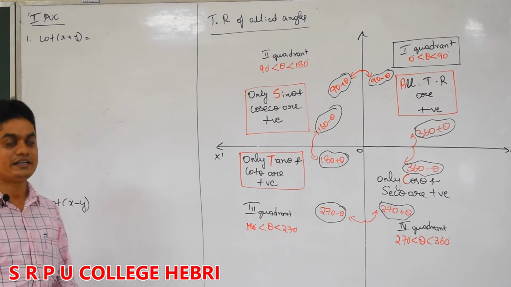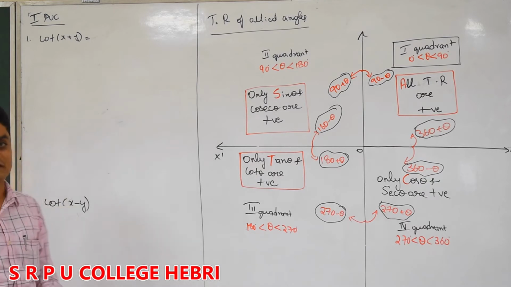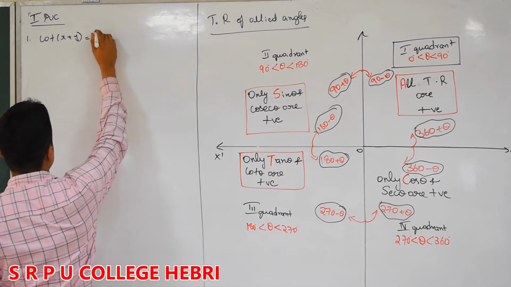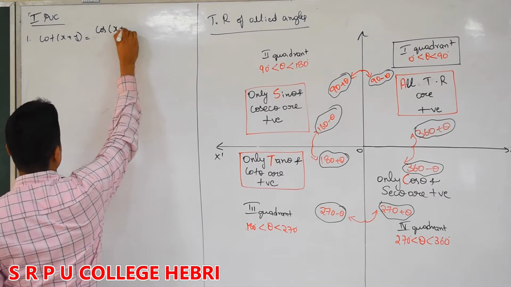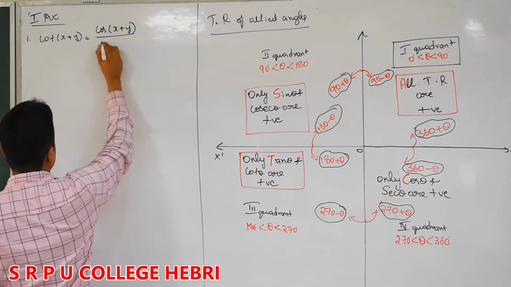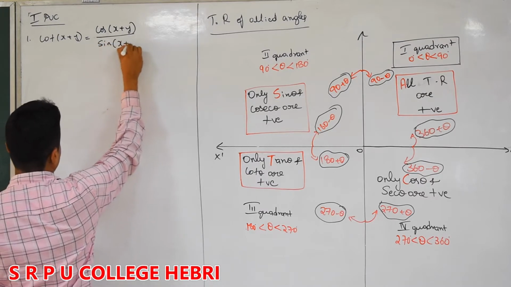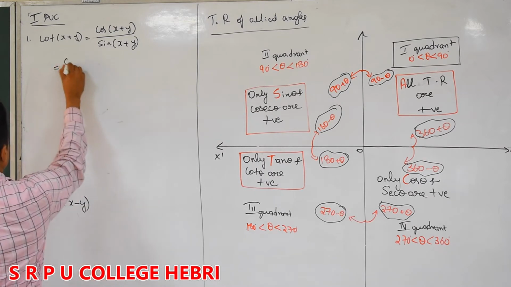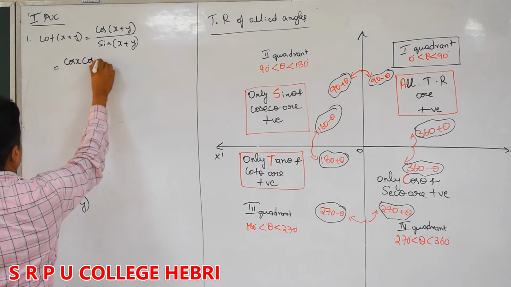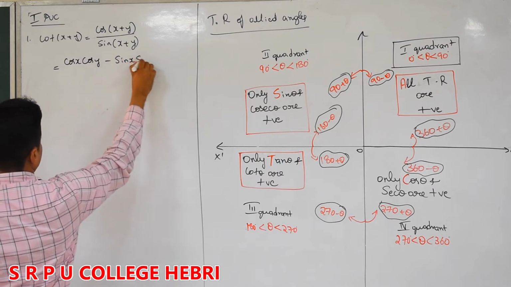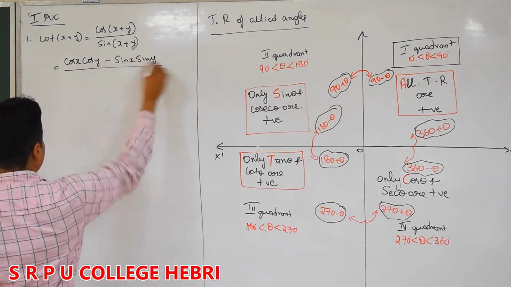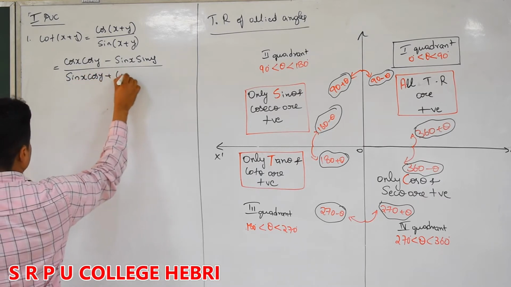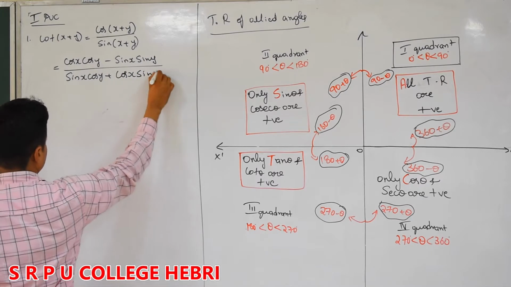In the last video we did tan of x plus y. This is cot of x plus y. Do you remember how we derived tan of x plus y? In the same way you are going to derive this also. Write cot of x plus y as cos of x plus y by sine of x plus y. Use the addition formula of trigonometric ratios: cos x cos y minus sin x sin y, divided by sin x cos y plus cos x sin y.